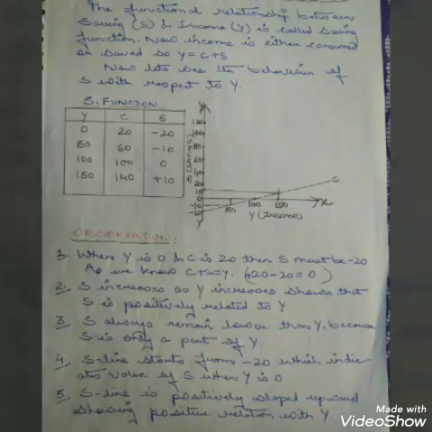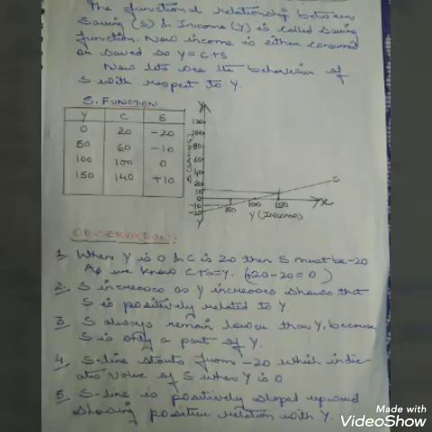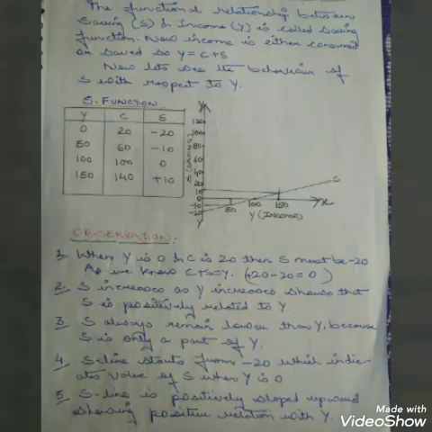Then in the diagram, the S line starts from minus 20. Can you all see on the Y axis? The S line is starting from minus 20 because when income was 0, then saving was minus 20, which indicates the value of S when Y is 0. Now the S line is positively sloped upward, showing a positive relationship with Y.